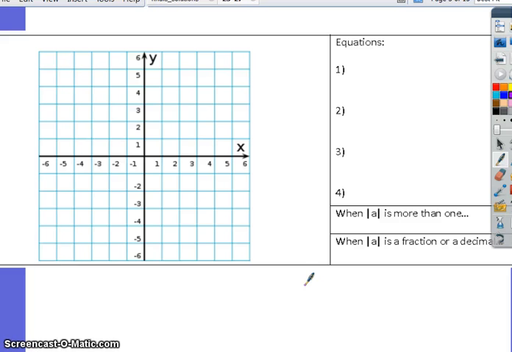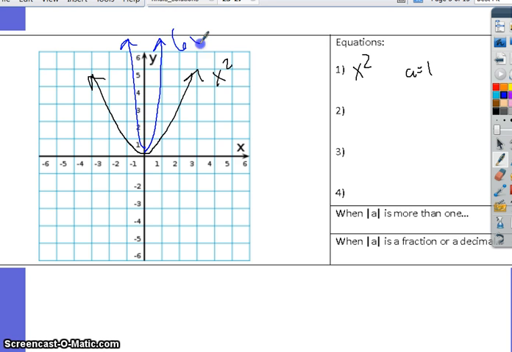Okay, so let's draw the two equations that I've had so far. I started with a regular parabola, which was x squared again. So a was 1 to start with, and then it got steeper and steeper. So this is 6x squared. 6x squared means a was 6. And that meant that when a was more than 1, like this one, the parabola got narrower. Okay, so when a was more than 1, the parabola gets narrower.